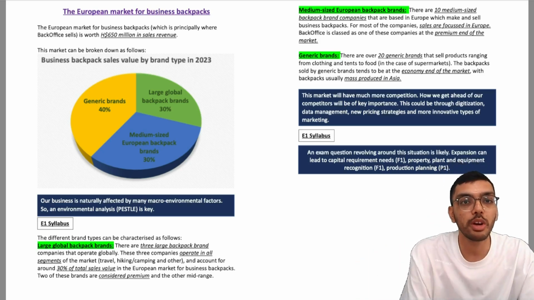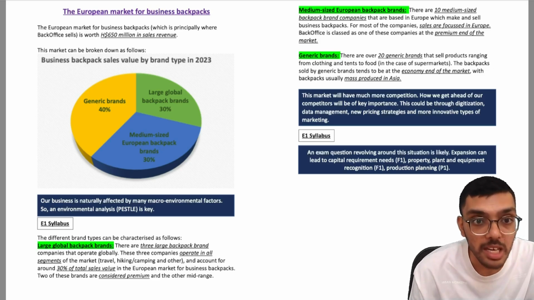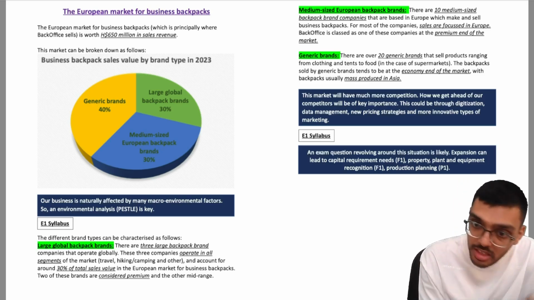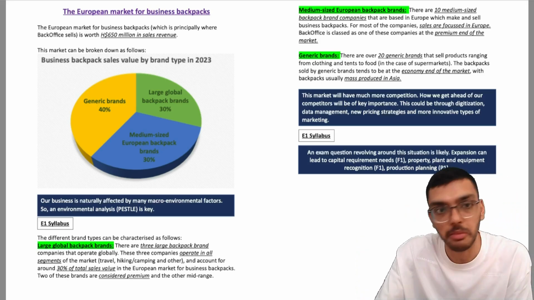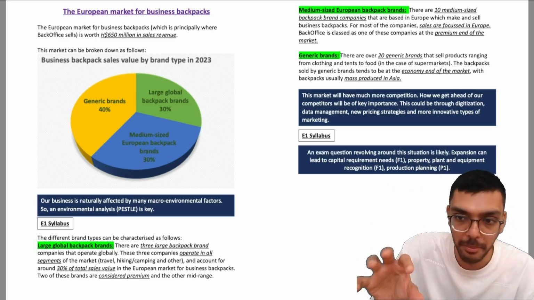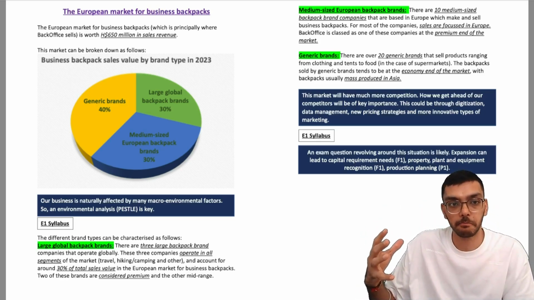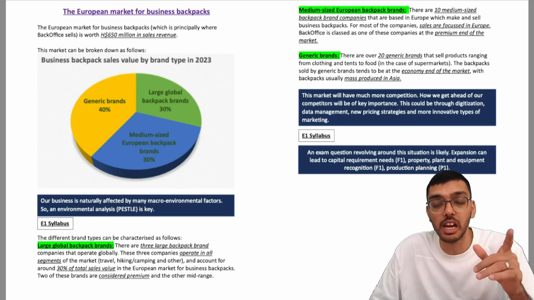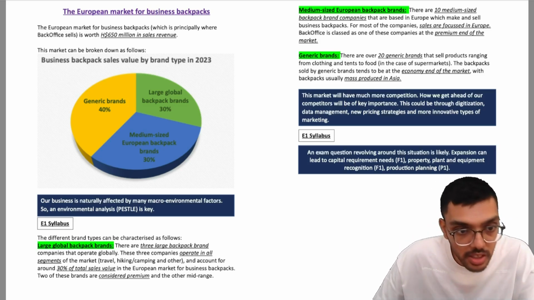This market can be broken down into generic brands, large global brands, and medium-sized European backpack brands. So it's very clear that in this European market, and this specific BackOffice product market, business backpacks rather, there is huge opportunity because it's a huge market. There is a large pie. So our business is naturally affected by many macro environmental factors, environmental analysis. To know where there is a chance for growth in your E1 syllabus is key.